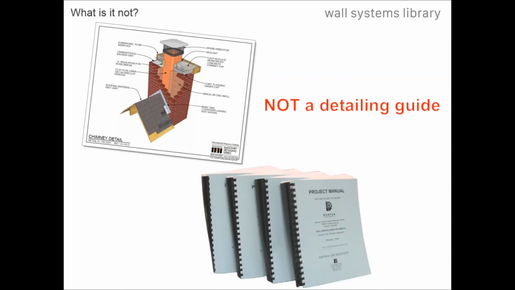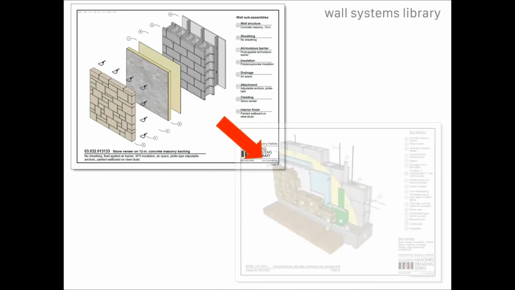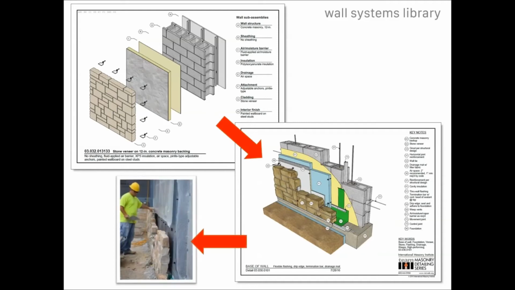So it's not a detailing guide. It's not a specification, but it will inform the specifications, because now you have a starting point of what's contained in your wall. So the idea is that you would use this at the front end of your job. You would then detail your job, and there are other references like the Masonry Detailing series that we'll look at in a second. And it doesn't stop with the drawings, right? It gets executed in the field, and that's also where the IMI comes in. We provide the trained, skilled labor who are going to actually execute your details in the field.